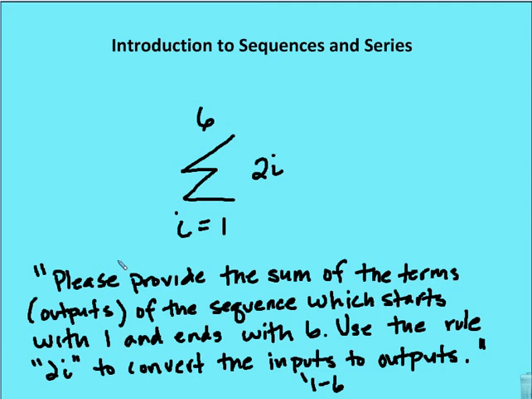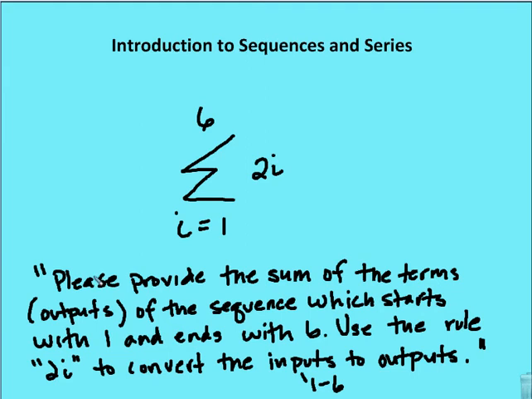So in regular English, the way to articulate this value is: please provide the sum of the terms or outputs of the sequence, with a domain that starts with 1 and ends with 6.